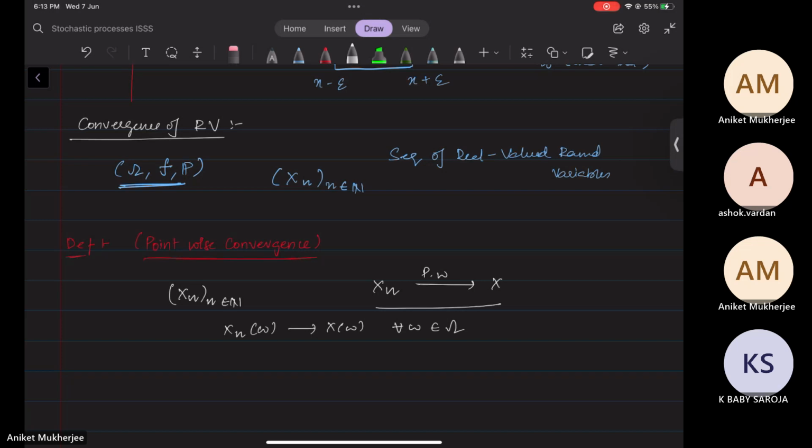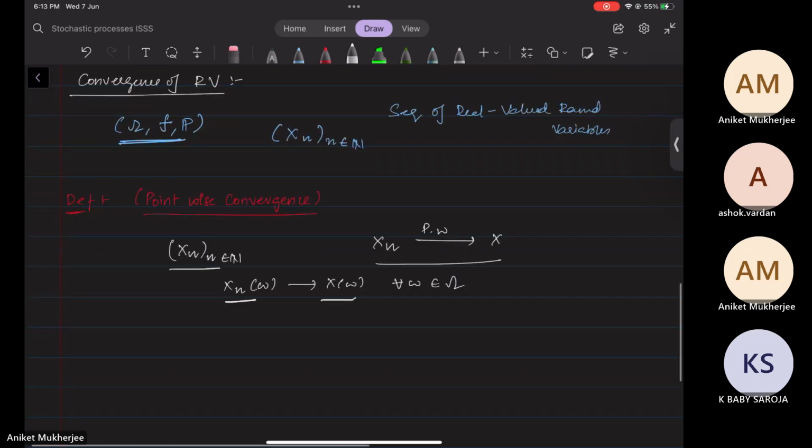So what you do is you take all the outcomes one by one, and see that for all the outcomes, does it converge to the random variable X? If it converges to the random variable X, then we say that this sequence pointwise converges to X. So what you do is you first fix omega.